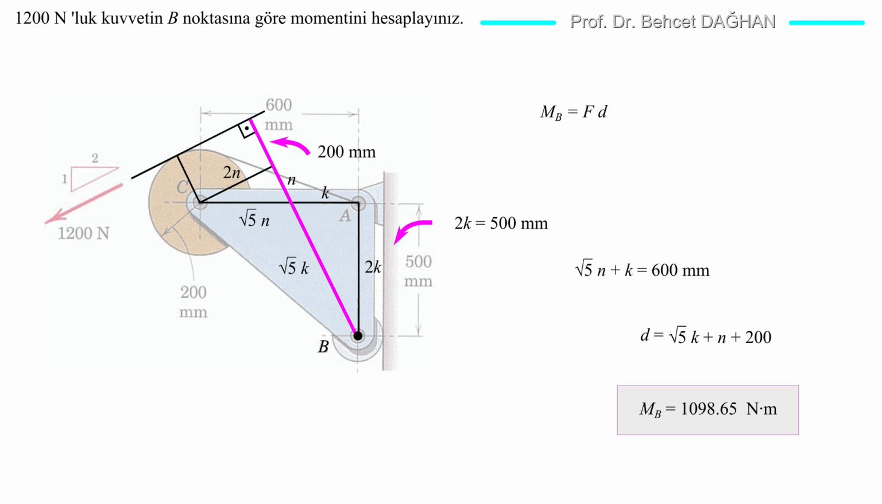Let's find d. What is d equal to? Square root 5 k plus n plus 200 millimeters. We substitute this in and find d. We multiply by the force, find the moment from the relation F times d. We find the same moment. Let's move on.